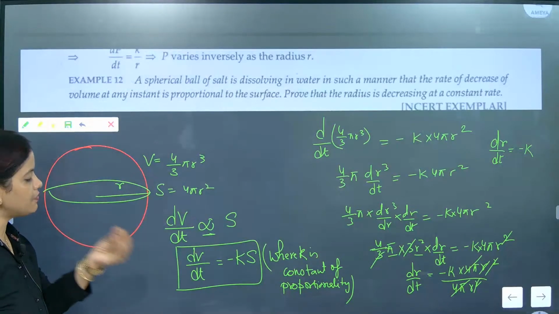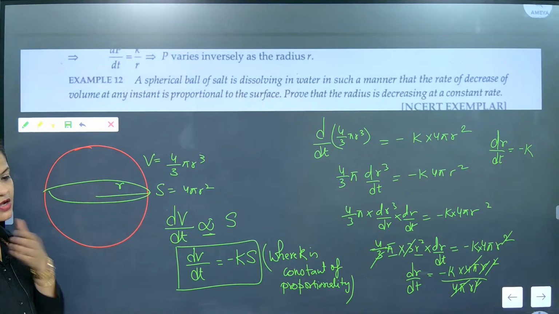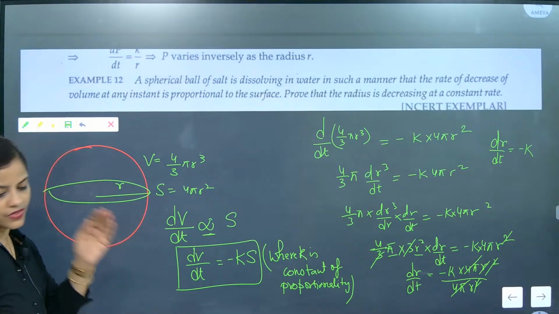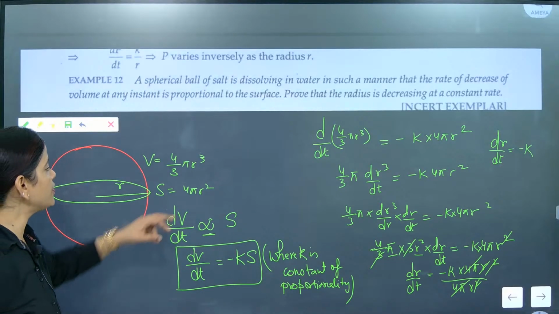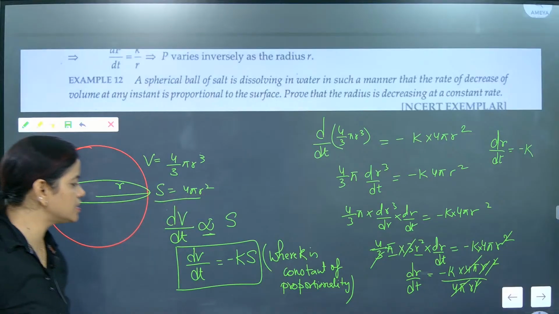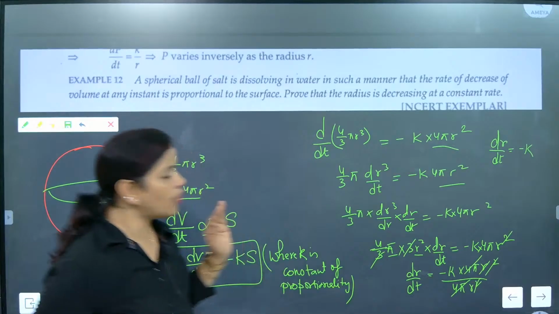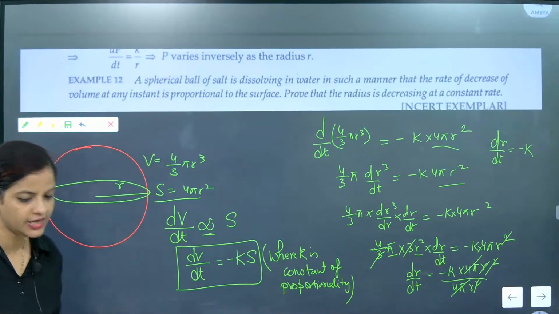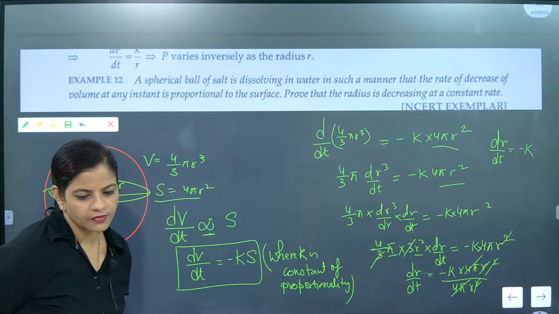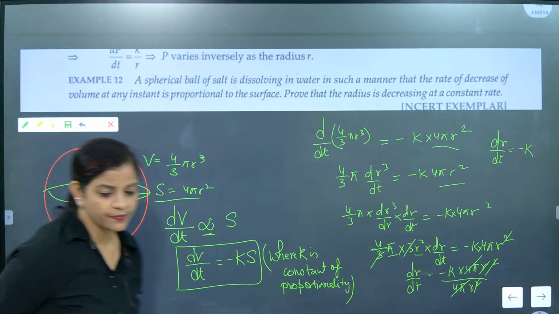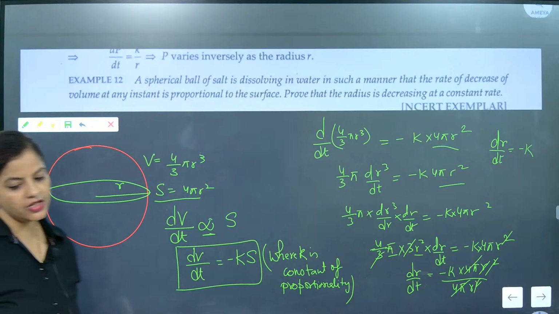Got it? So that means we have proved that the radius is decreasing at a constant rate. What we have proved? The radius is decreasing at a constant rate, because surface area is 4 pi r square. So here we substituted 4 pi r square. Whatever equation has been generated, we just substituted in that equation and solved.